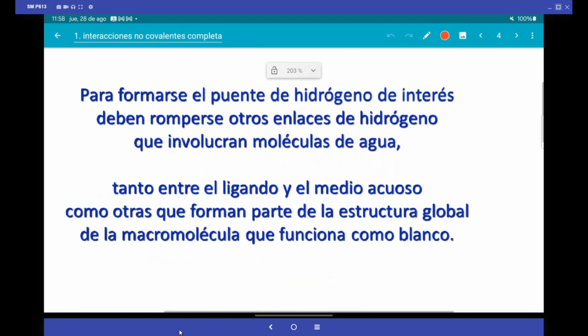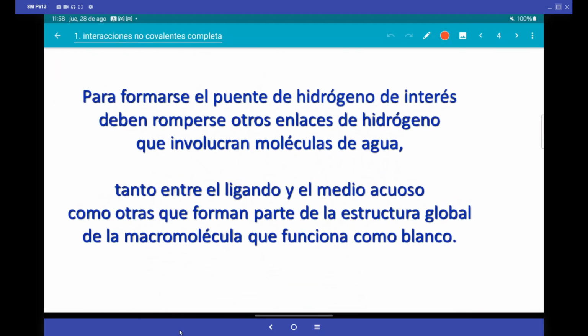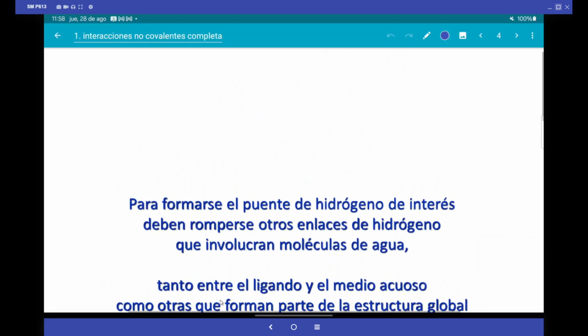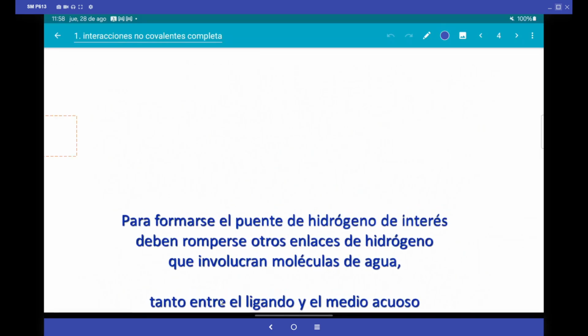To form the hydrogen bridge of interest, other hydrogen bonds must be broken, involving water molecules both between the ligand and the medium, as well as others that are part of the global structure of the macromolecule that works as the receptor. Two comments on this. I am not going to see equations; there is a discipline called statistical thermodynamics applied to proteins.